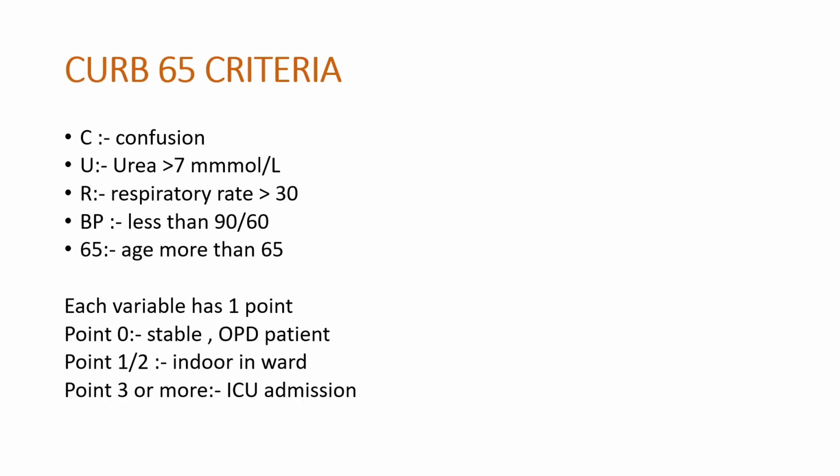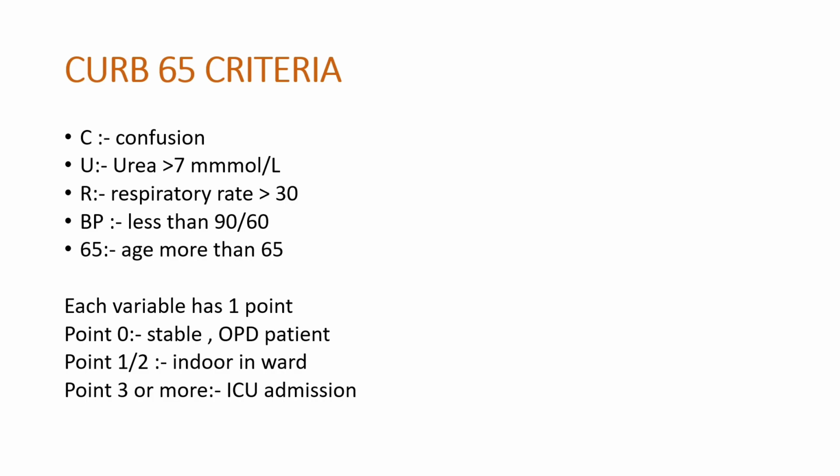Now, how to decide whether to keep the patient in the ward or ICU, or to treat the patient on the basis of OPD treatment. It requires the criteria known as CURB-65 criteria. C means confusion, if the patient presents with a confused state or altered mental status. U, if the patient's urea is more than 7 millimole per liter. R, if the patient's respiratory rate is more than 30. B, if BP is less than 90/60. And 65, if the patient's age is more than 65.